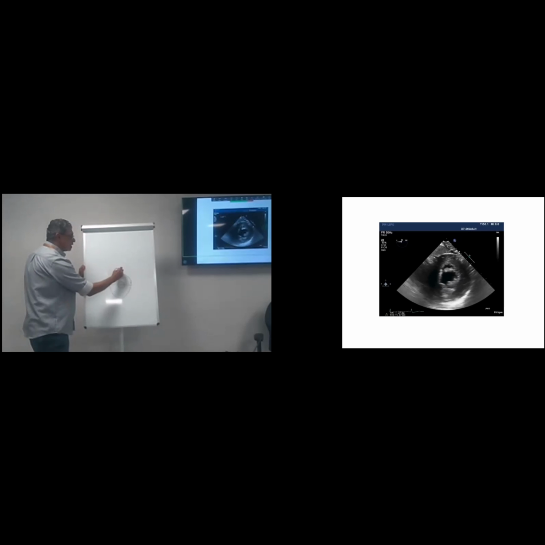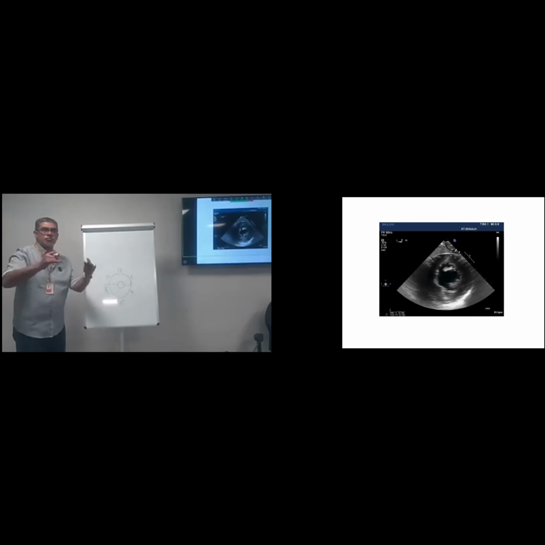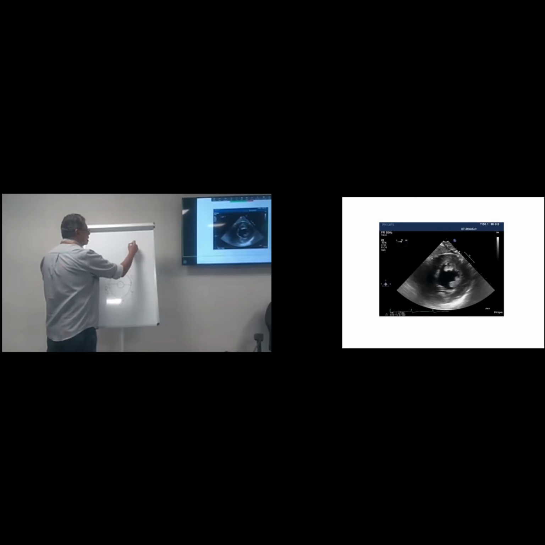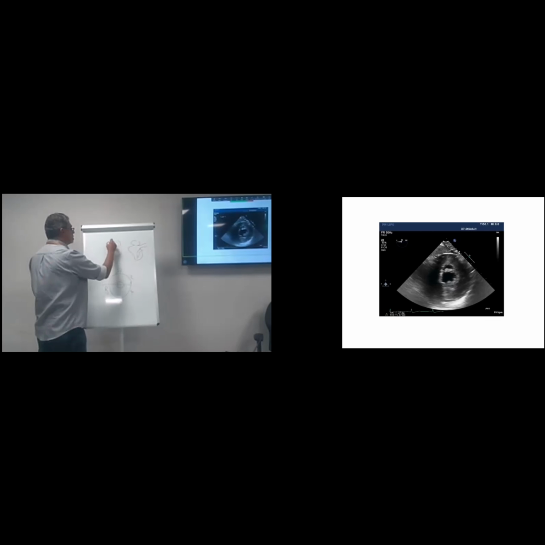We said this is 12 o'clock, this is 2 o'clock, this is 4 o'clock, this is 6, this is 8, this is 10, instead of saying inferoanterior, which are confusing names. The thing I forgot to tell you, in the longitudinal, this is RV, this is the long axis, this is the 2 chamber, and this is the 4 chamber.